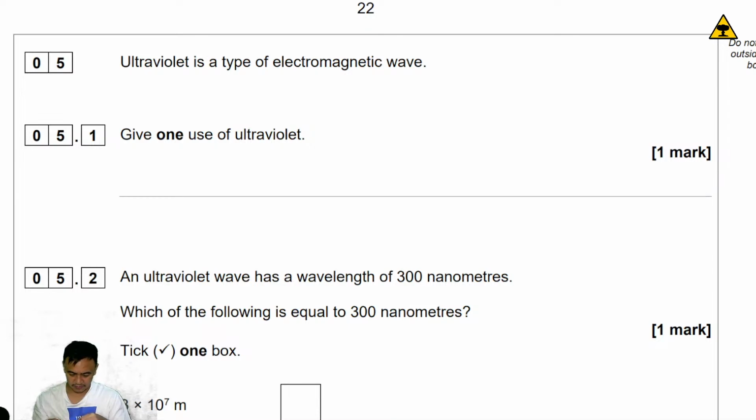It causes the body to produce vitamin D. Okay, that's another one. Another answer here that I think would be very acceptable would be in terms of disinfection. You can use UV to disinfect or to sterilize objects. The better word here is sterilize. So your answers are correct. I'm just giving you a third possible answer.